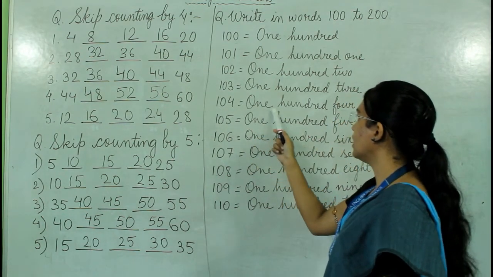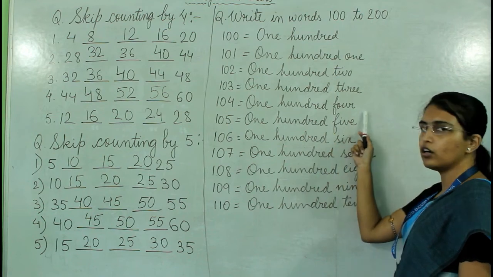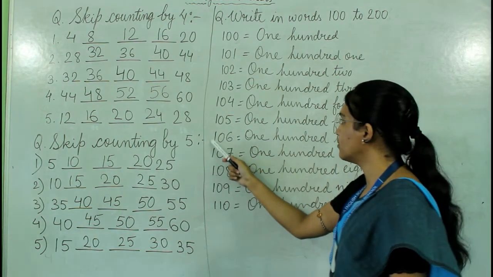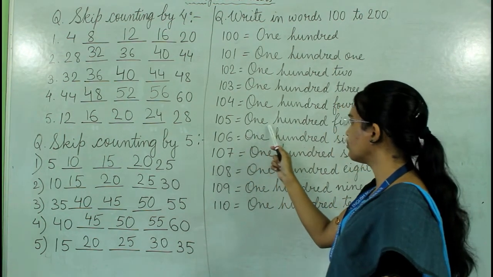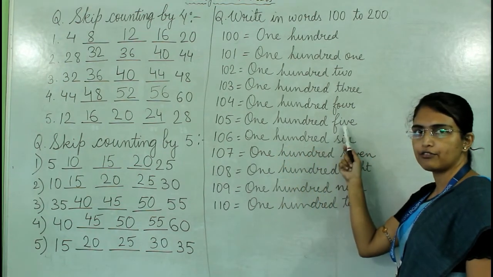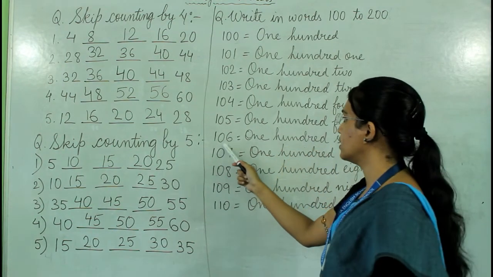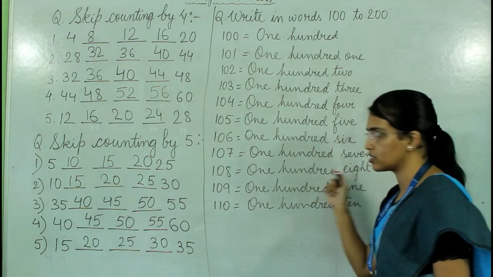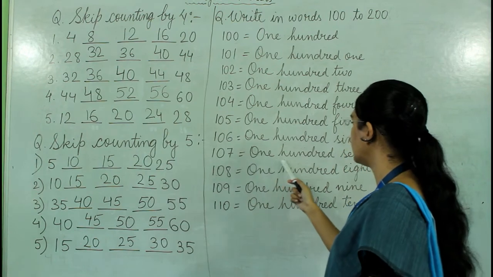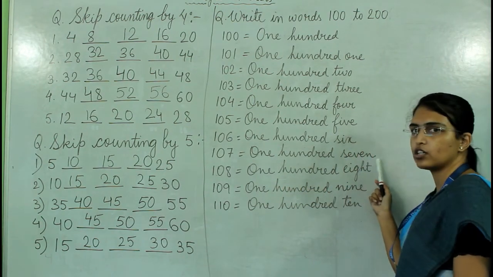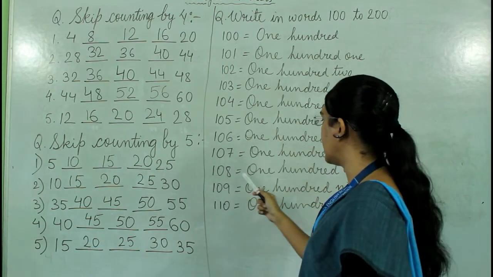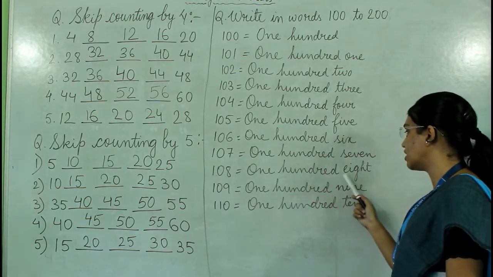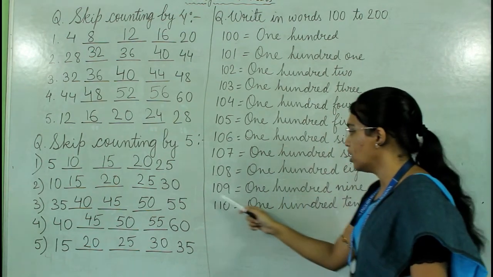104, O-N-E 1, H-U-N-D-R-E-D 100, F-O-U-R 4. 105, O-N-E 1, H-U-N-D-R-E-D 100, F-I-V-E 5. 106, O-N-E 1, H-U-N-D-R-E-D 100, S-I-X 6. 107, O-N-E 1, H-U-N-D-R-E-D 100, S-E-V-E-N 7. 108, O-N-E 1, H-U-N-D-R-E-D 100, E-I-G-H-T 8.